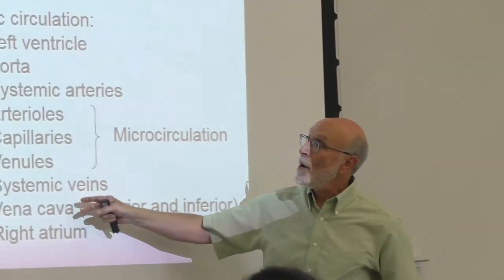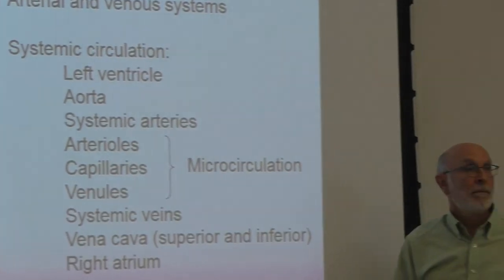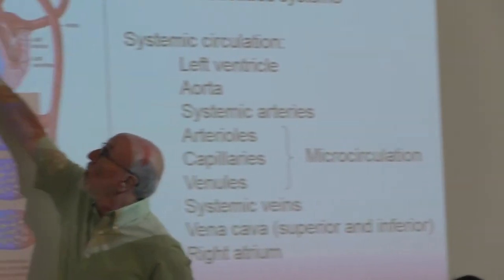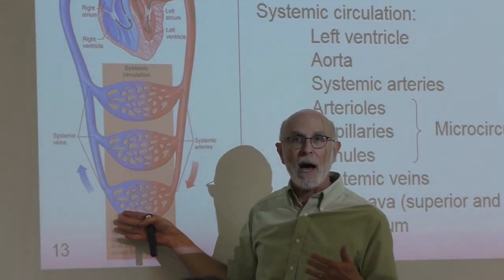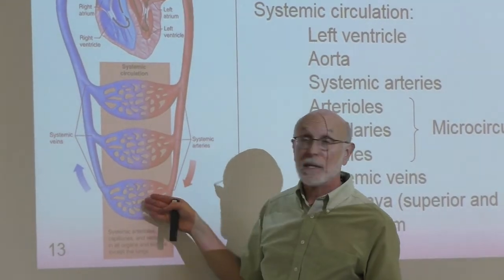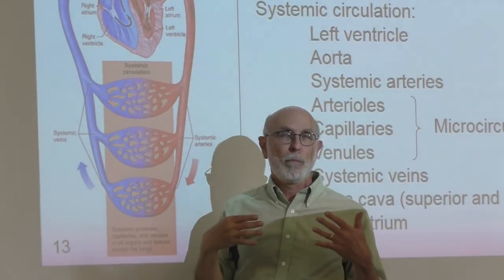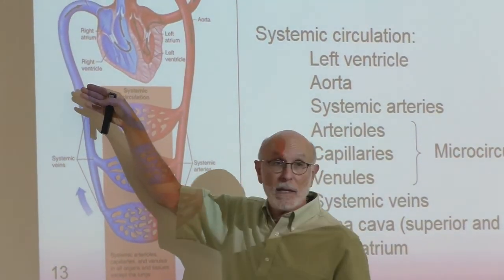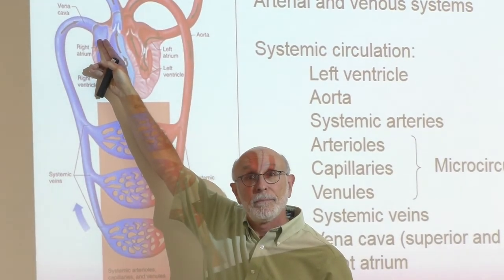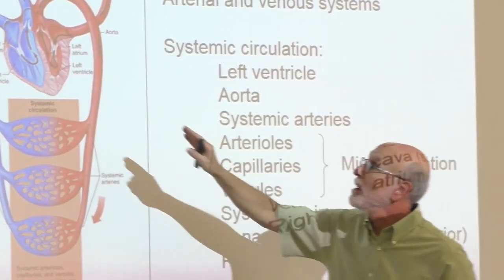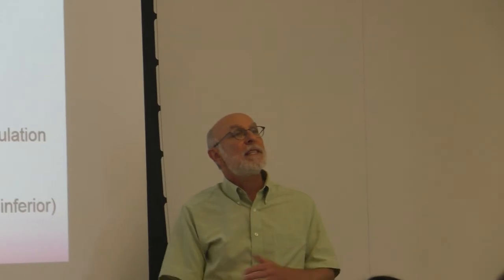Then the systemic veins join into the largest vein of the body, called the vena cava. And the vena cava returns now deoxygenated blood from the body, because the body absorbed all that oxygen and nutrients in the capillaries. The deoxygenated, nutrient-poor blood returns to the heart, to the right atrium, and then goes to the right ventricle. So that's an overview of the systemic circulation.